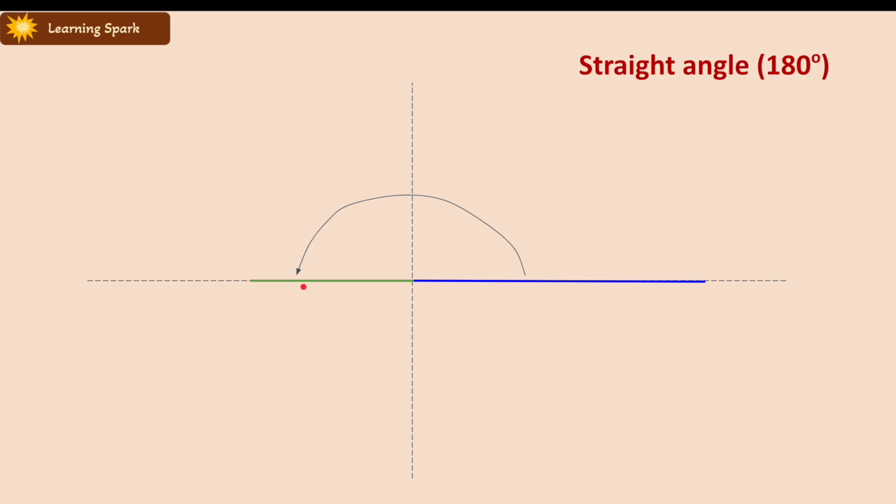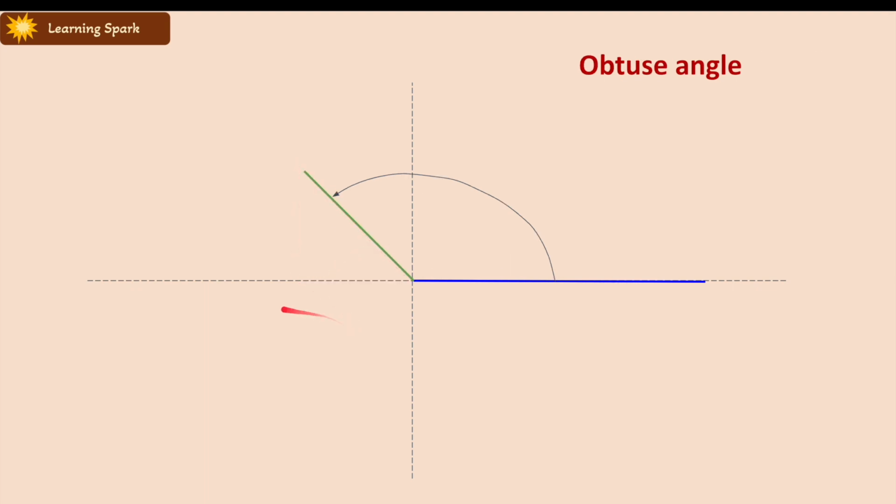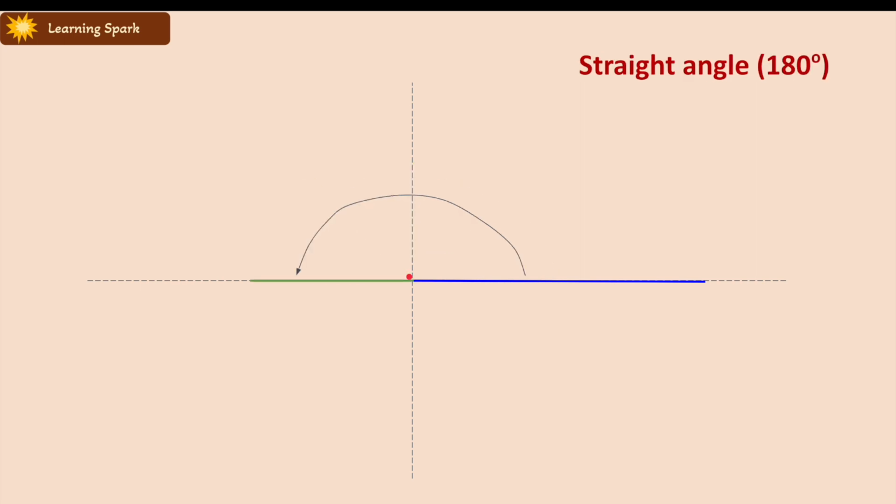Now this angle is less than a straight angle. It has not reached here, but it is more than a right angle. Such an angle is called an obtuse angle. This is called an obtuse angle. Okay, now we have got the straight angle. The next one is the straight angle, which is 180 degrees.